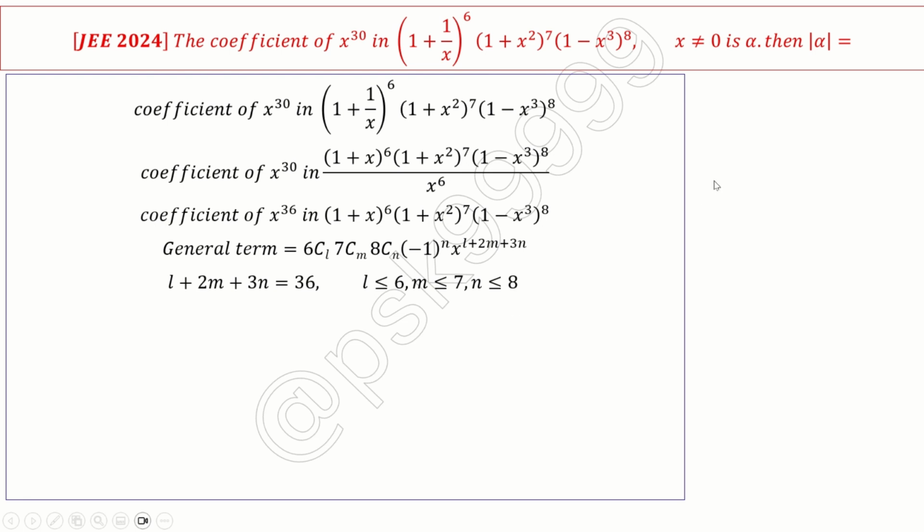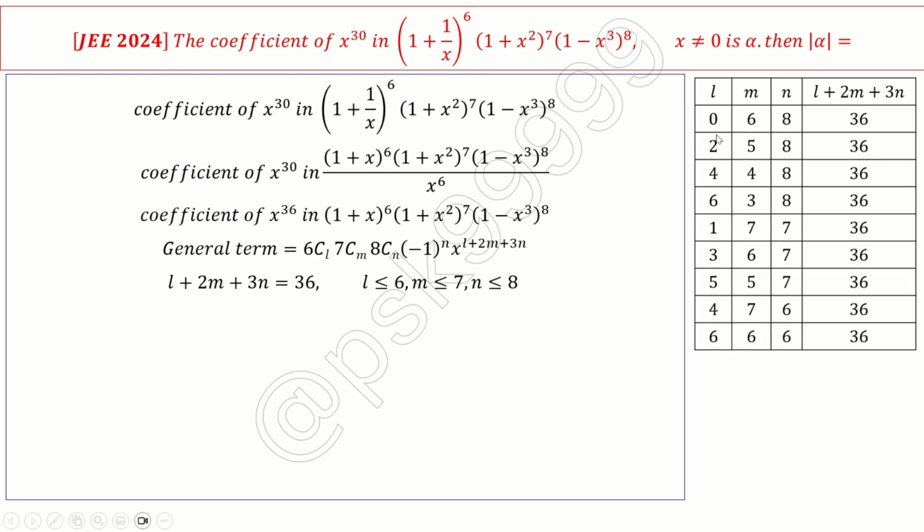Just find out all the values, draw a table here, l, m, n, and make sure that all the conditions are met. How to do such things? First take the biggest number. n equal to 8 is the biggest number, so start from there. What are the possibilities? The l plus 2m plus 3n equal to 36 condition should be satisfied. So first is n equal to 8, m equal to 6. Then again keep n equal to 8, you will get 5 and 2, 4 and 4, 6 and 3.